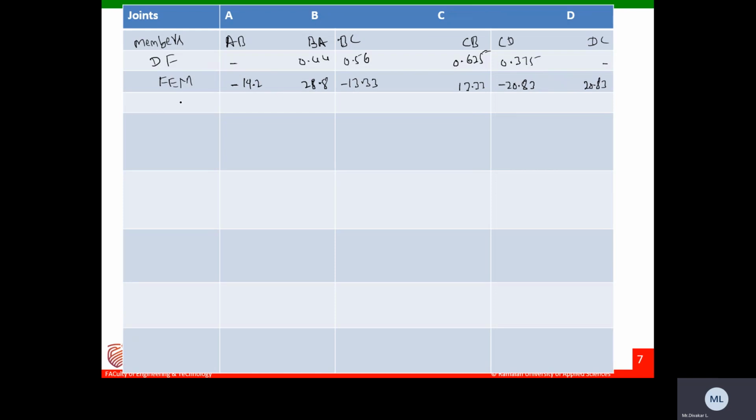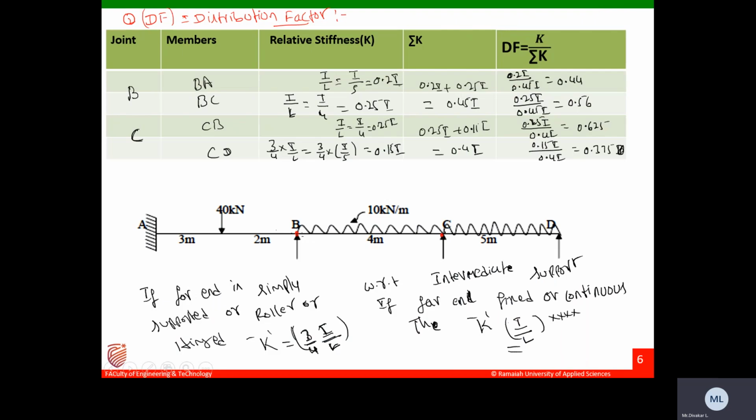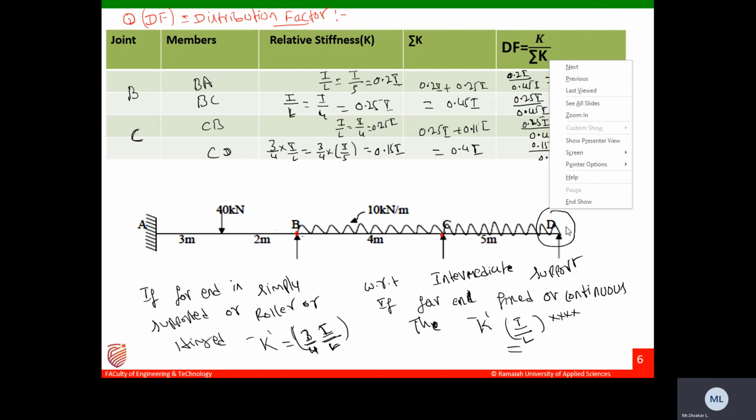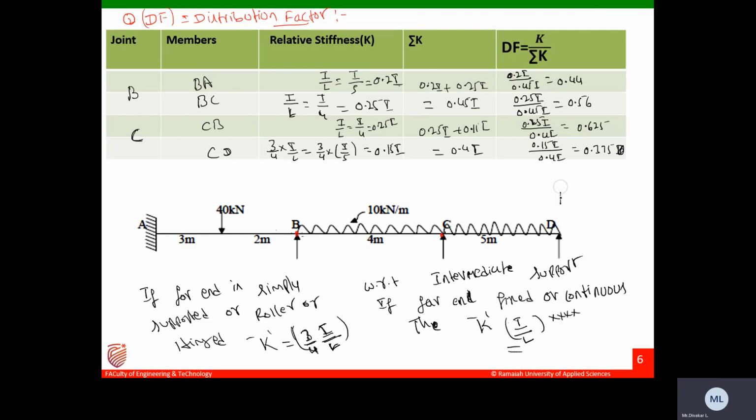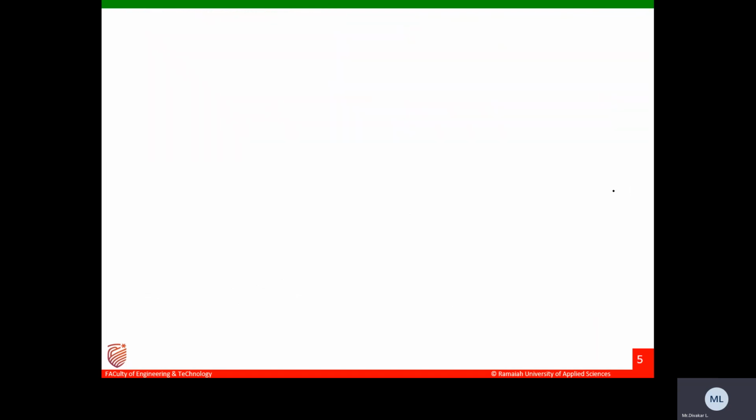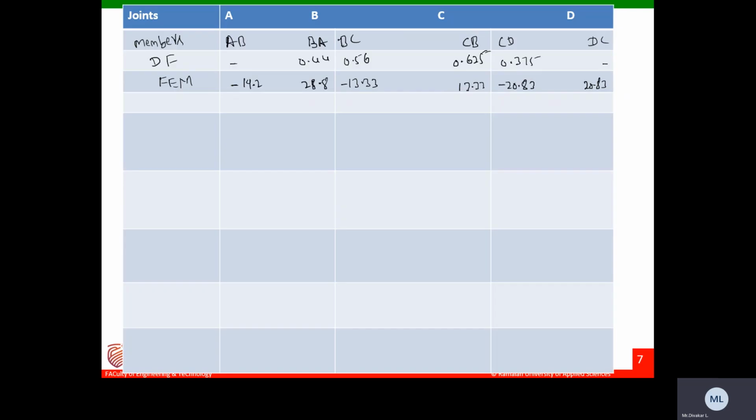Now what we have to do? Now you can see the real beam here. You know that the last support D is simply supported. If the last support is simply supported, then the moment at this point, MDC, will be 0. So I need to balance or release that moment. I have some FEM moment here, so to make it 0, I need to release that moment.